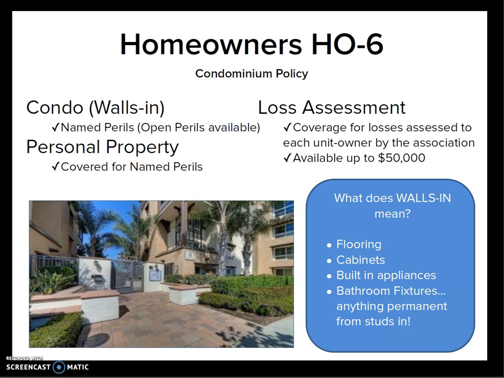A homeowner's HO-6 policy, otherwise known as a condominium policy, includes coverage for the walls in. It's a named peril. It does have open perils available, but your personal property would be covered for named perils, and you'd have coverage for loss assessments. This is coverage for losses assessed to each unit owner by the association. It is available, depending on state, up to $50,000.